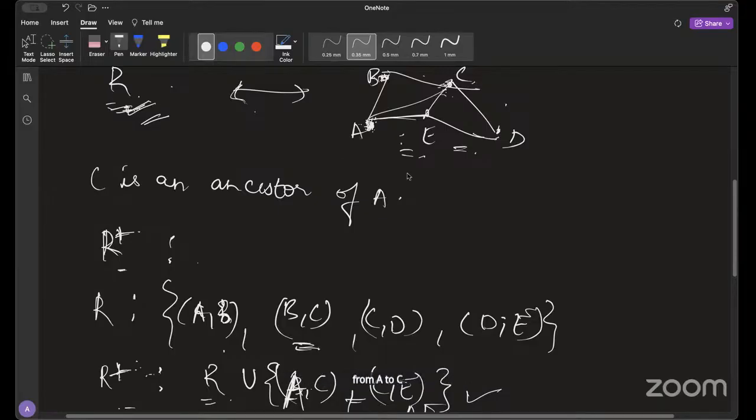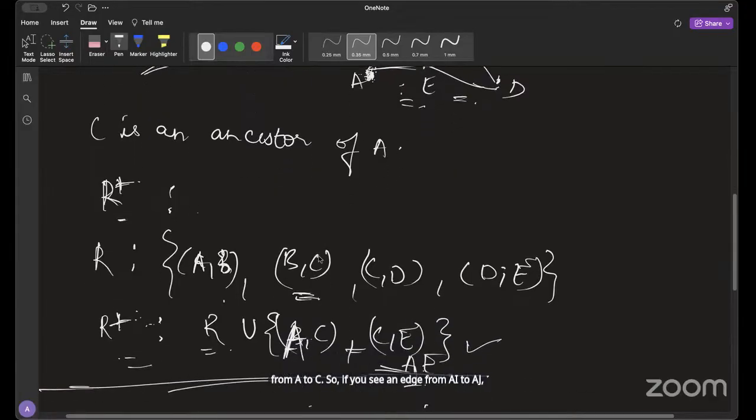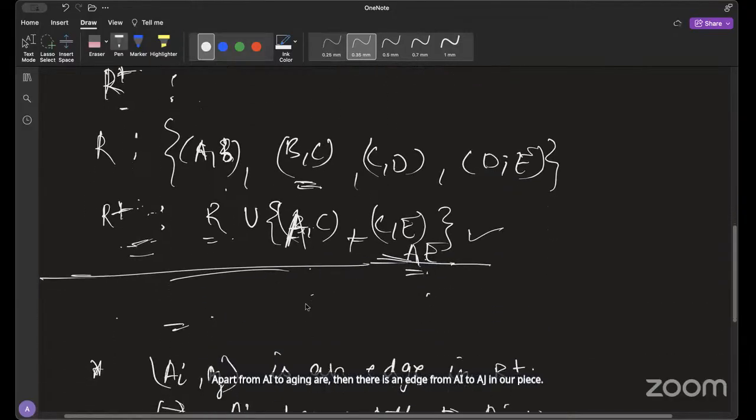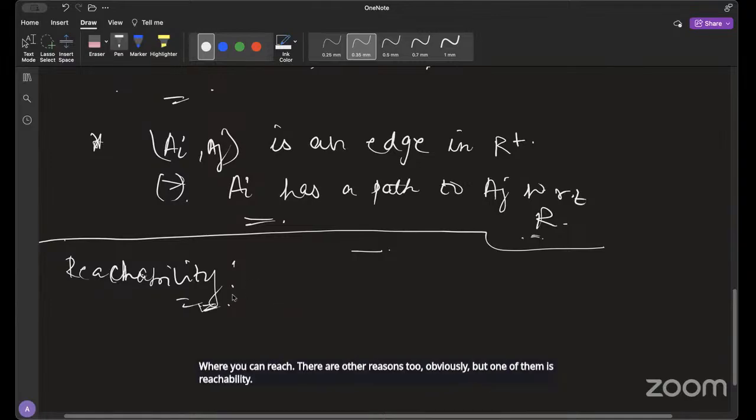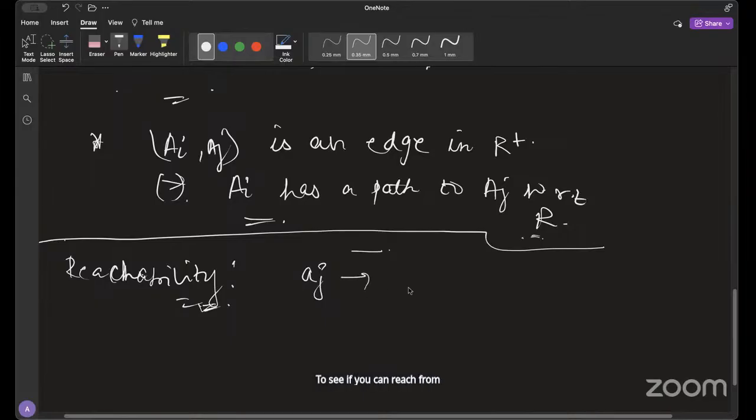So if you see a path from AI to AJ in R, then there is an edge from AI to AJ in R plus. Okay, in very simple words, it's this one. And then about the BFS, how can you do it? BFS is used for reachability purposes, where you can reach. There are other reasons too, obviously, but one of them is reachability, to see which vertices you can reach from AJ.